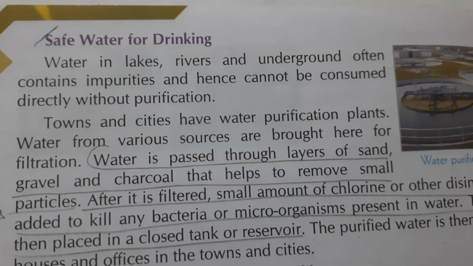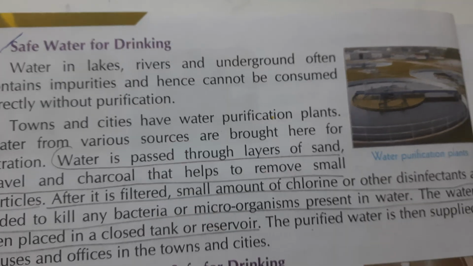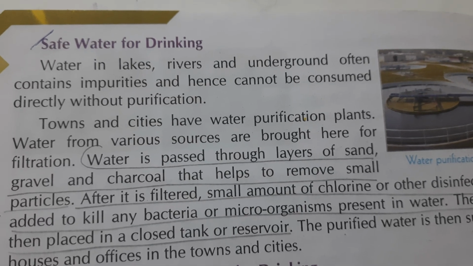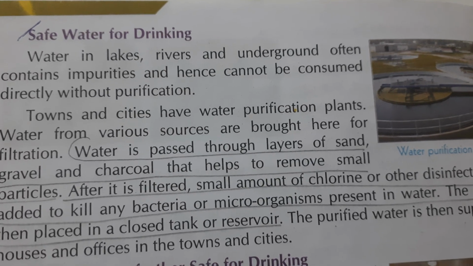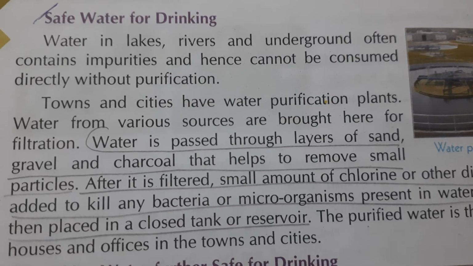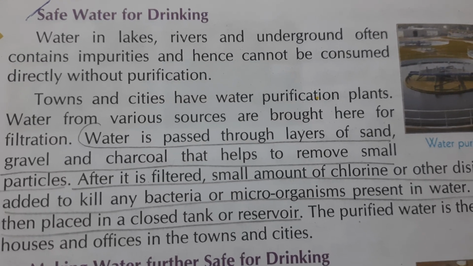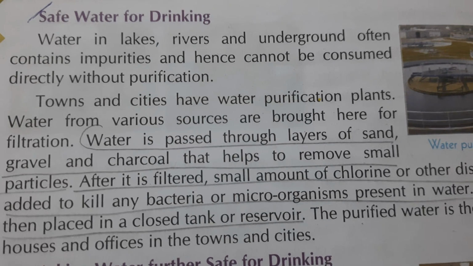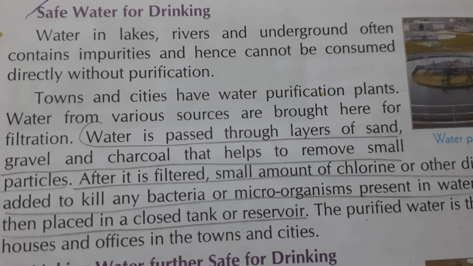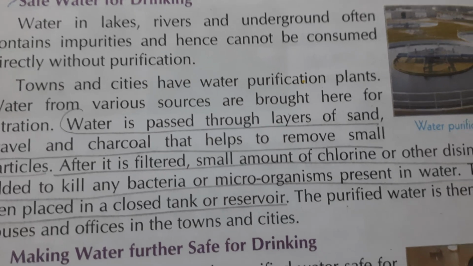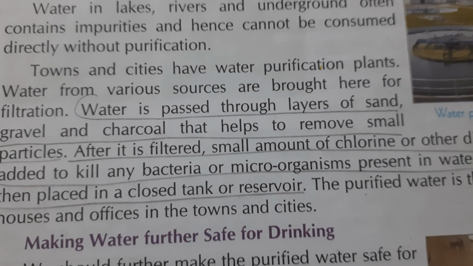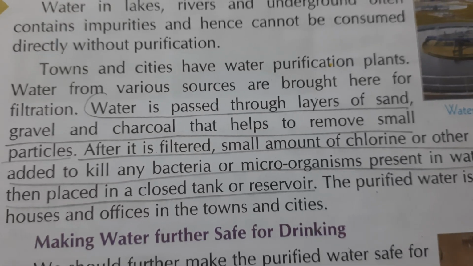Now we are going to read about safe water for drinking. Water in lakes, rivers and underground often contain impurities and hence cannot be consumed directly without purification. Towns and cities have water purification plants. Water from various sources is brought here for filtration. Water passes through layers of sand, gravel and charcoal that help to remove small particles.